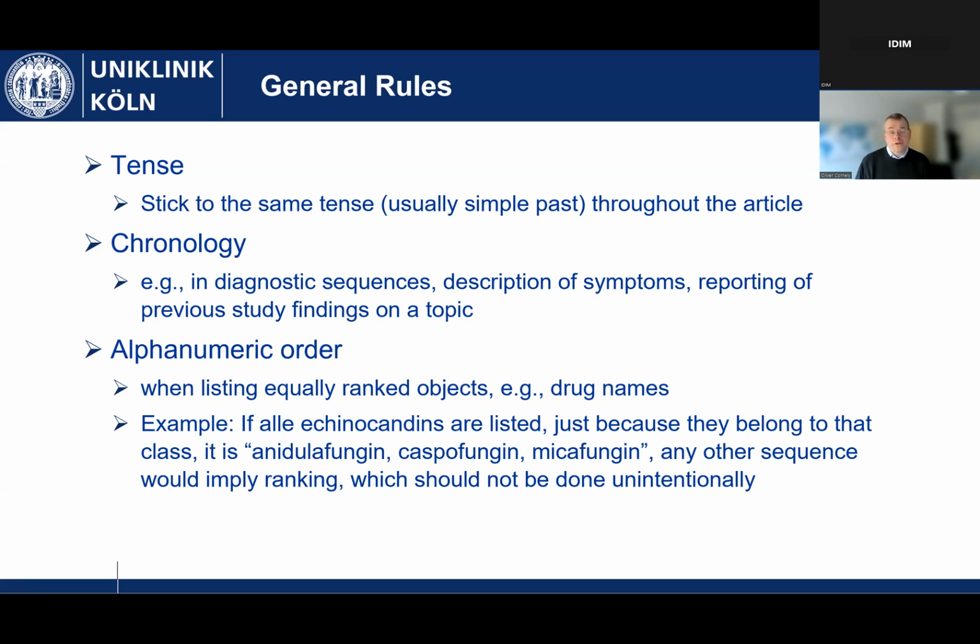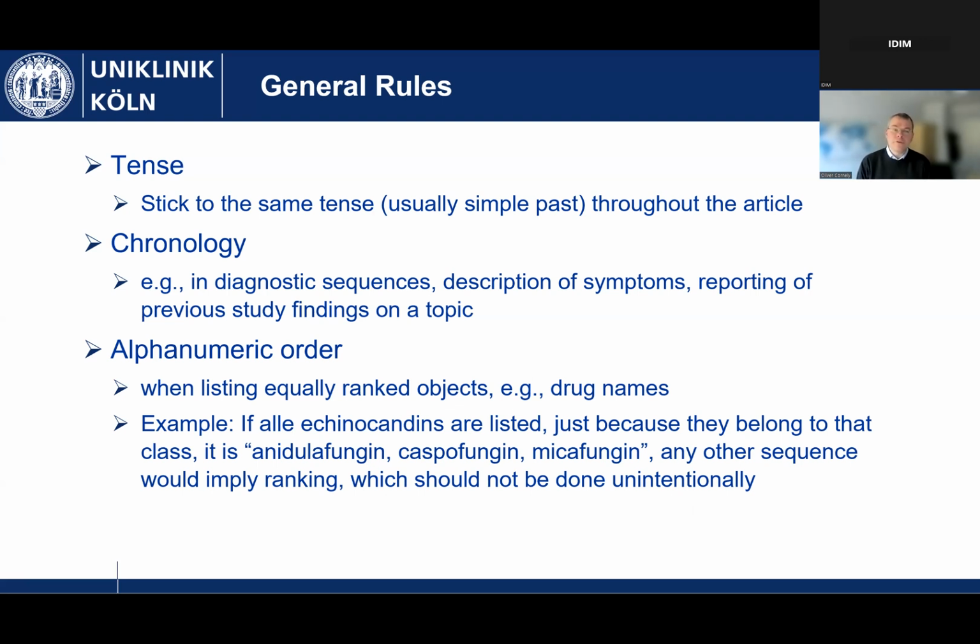And then there's another one, and that's the alphanumeric order. When listing equally ranked objects, for example, drug names, then they should come in alphabetical order, because otherwise you rank them. Otherwise you give preference to the one that you mentioned first, or maybe to the one that you mentioned last, certainly not to the one in the middle.